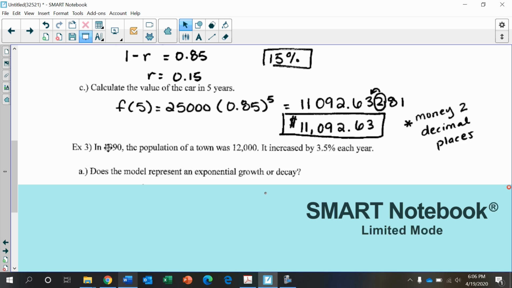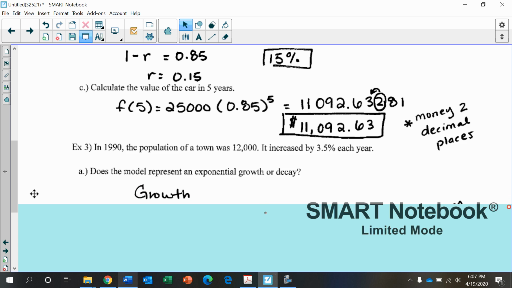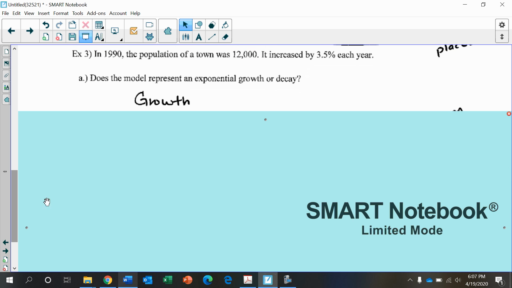Okay, so this is in 1990, the year Miss Dow was born. The population of the town was 12,000 and it increased by 3.5% each year. So as soon as we see increase, it's going to be a growth. Anything that says it's going up in value, that's going to be growth. If it depreciates, decreases, loses value, that's going to be a decay. So again, it says increase, growth.